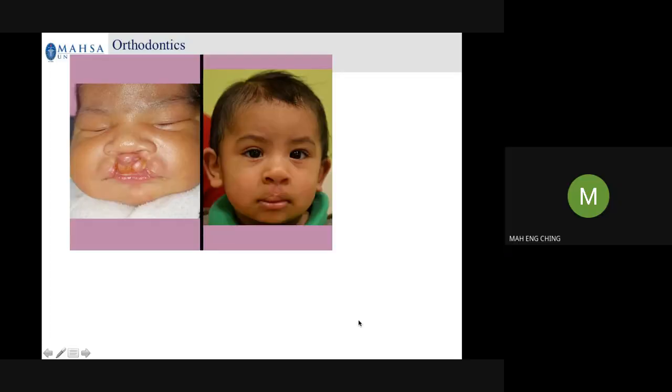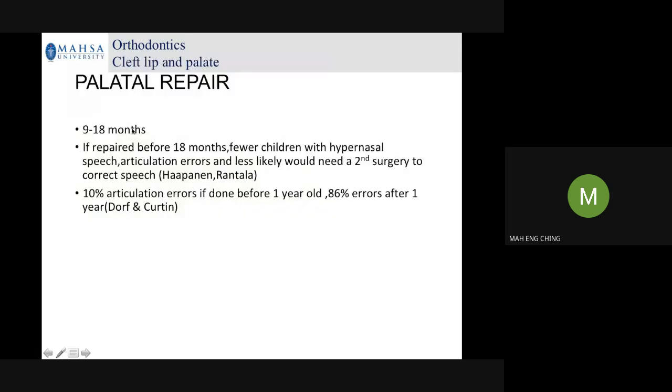repair palatal lip, cleft lip, then can repair it early. So palatal repair you tend to wait about 9 to 18 months. Then you repair before 18 months, then patients can have a better pronunciation or speech, or articulation error less likely.